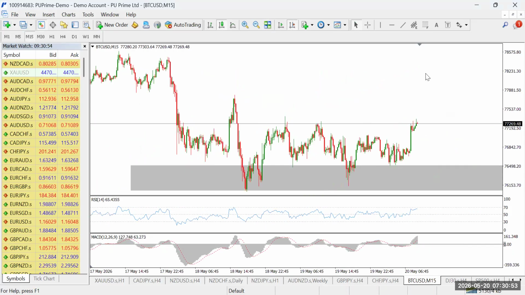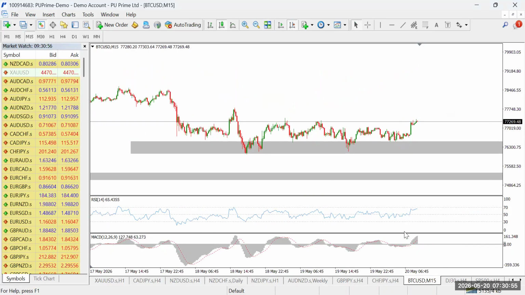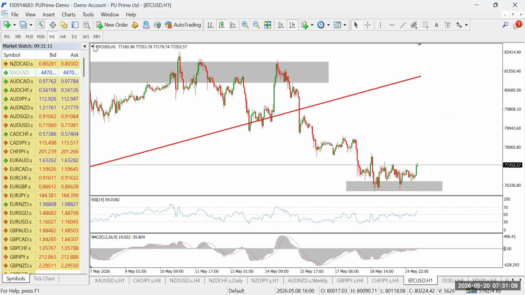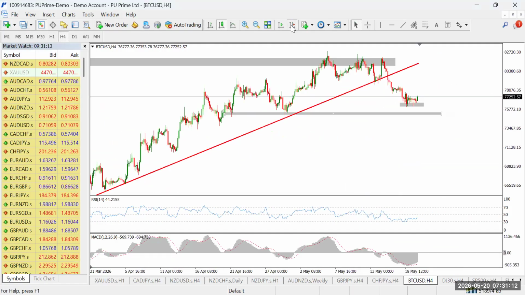You can come down to 15 minutes. And if price breaks this support, you can trade to the next bigger support level. That's if you're a scalper, that's what you can do. Or otherwise, you wait for a clear breakout below this level to trigger a sell.